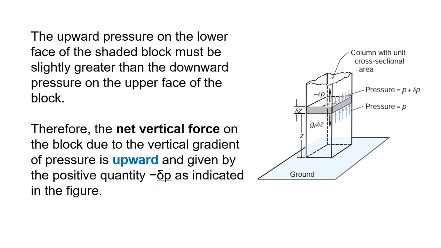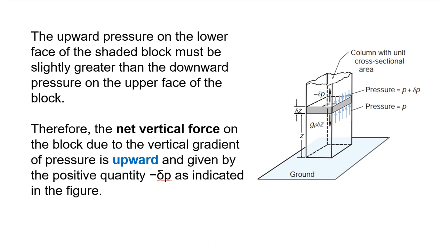And so, knowing that, the upward pressure on the lower face of the shaded block, we are talking about this, the upward pressure on the lower face of the shaded block must be slightly greater than the downward pressure on the upper face of the block. So why is that? If the downward pressure is greater than the upward pressure, then the air parcels or any air will be prevented from moving vertically. So clouds will not be able to form. There will not be precipitation as well.